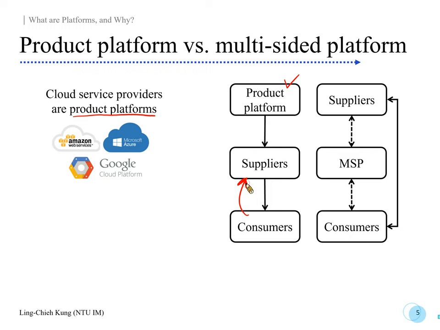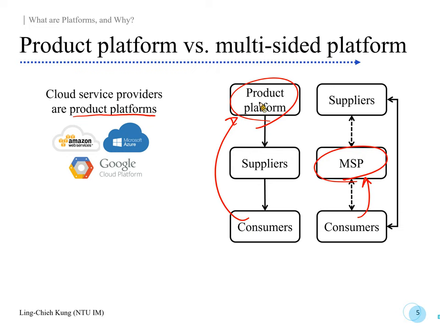But when you talk about multi-sided platforms, you do need to choose the platform to go to, and that affects the set of suppliers that you may get connected with, okay? You do need to choose between eBay, Taobao, AWS, Amazon, for example, okay? So the difference is that here you need to choose a platform. For product platforms, you don't.